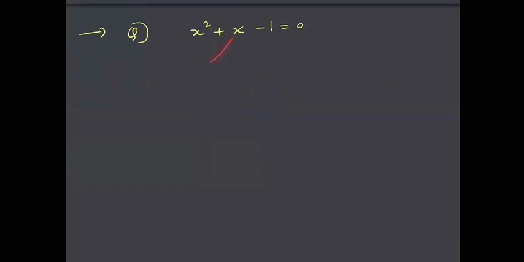You can see that you can't factorize it, because the coefficient of x is plus 1. You can't express this in two numbers whose product is minus 1 and whose sum is plus 1. So it is not factorizable that easily. So what we do is we complete the square. So let us see how we complete the square.